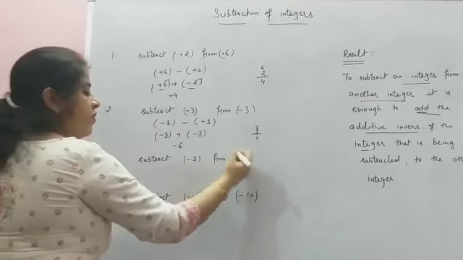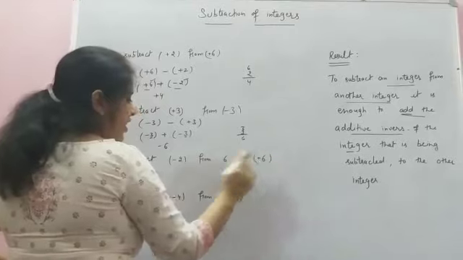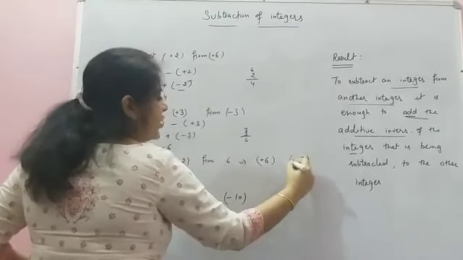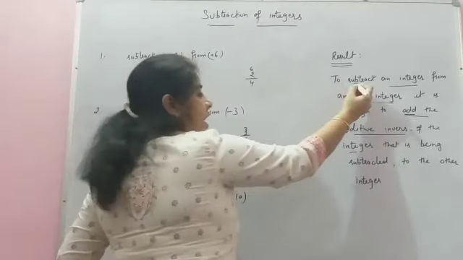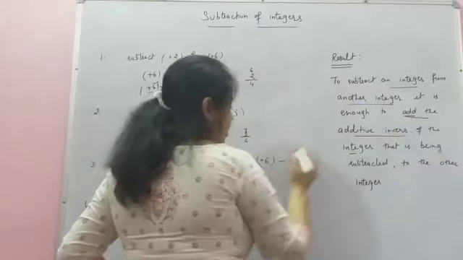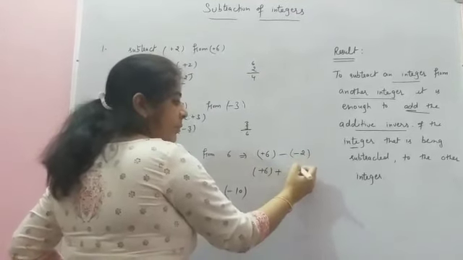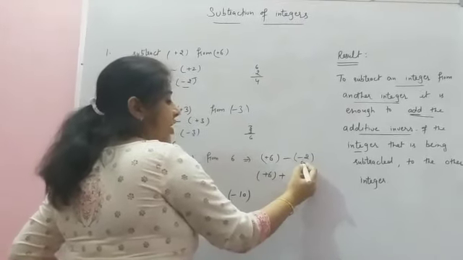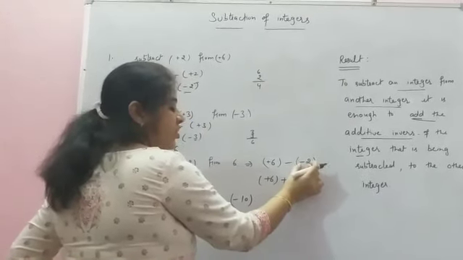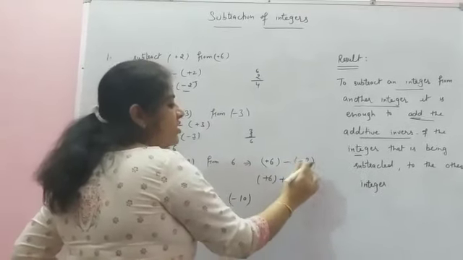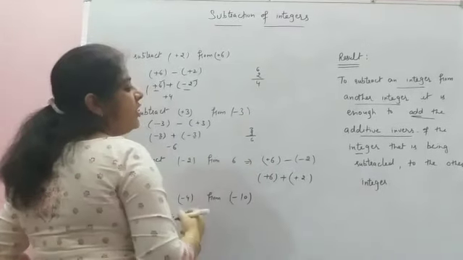Now the next case, subtract minus 2 from 6. It means 6 is plus 6. We are subtracting a negative integer from a positive integer. We have already discussed that subtraction represents addition, so it converts to addition, but if we keep the second integer the same, the answer will change. So subtraction changes to addition, but the second integer changes to its additive inverse. What is the additive inverse of this? It is plus 2.